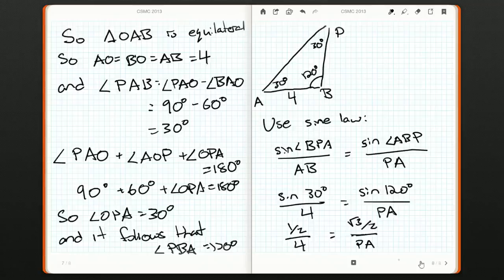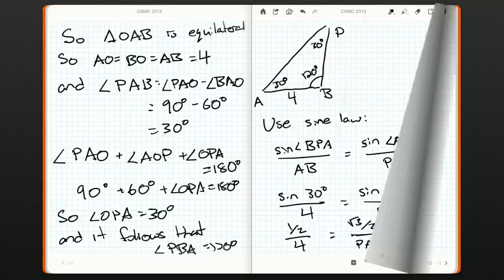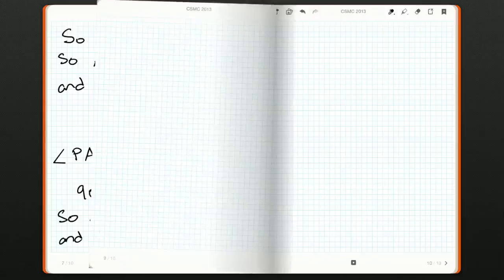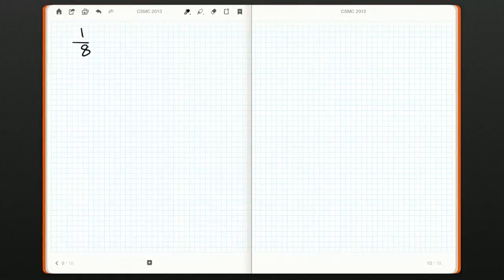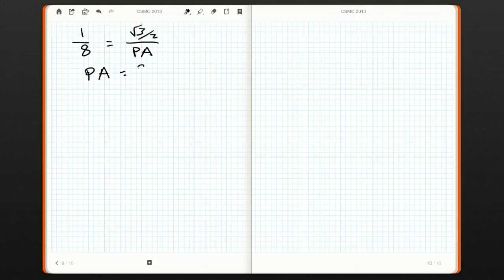All right, well, we can rearrange this a little bit. And we get 1/8 on the one side is root 3 over 2 divided by PA. Well, we can bring the PA over to this side and the 8 over to this side. PA equals 8 root 3 over 2, so that's 4 root 3. So we have an exact answer for PA.